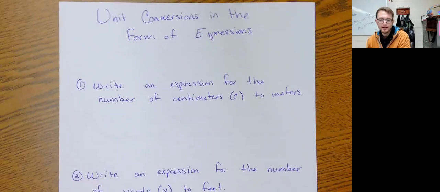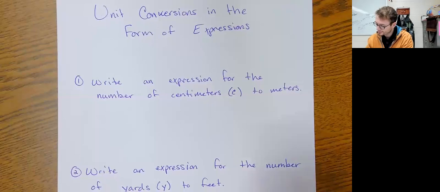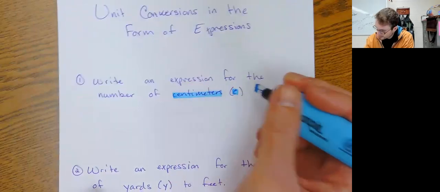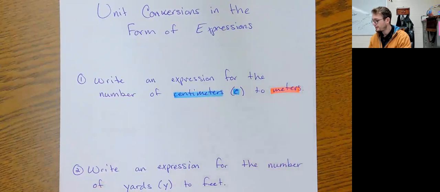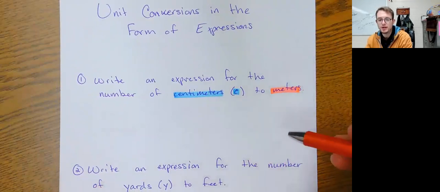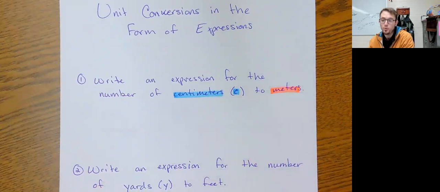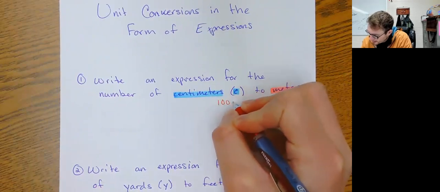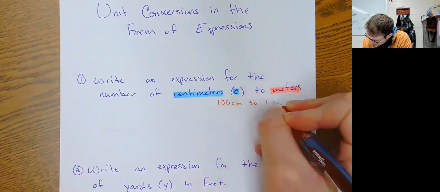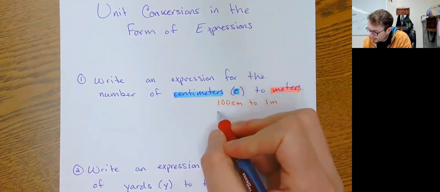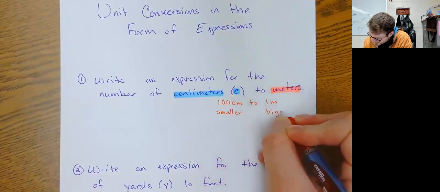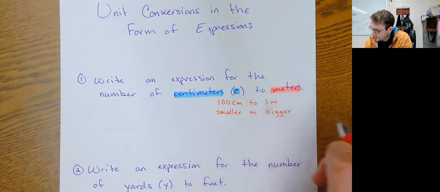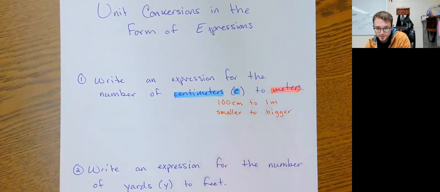So number one, write an expression for the number of centimeters, C, to meters. So the first thing I want to think about is which one is bigger and which one is smaller. Or if at all possible, what is the ratio of them? Well, the ratio here is there's 100 centimeters to 1 meter. So this is smaller and this is bigger. All right, there is 100 centimeters to 1 meter.